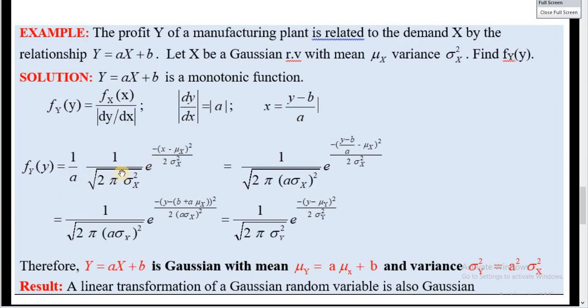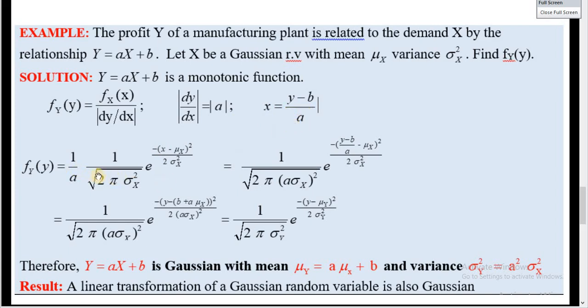Now we see that the left hand side is a function of y. The right hand side is a function of x. So we need to have everything on the right hand side in terms of y. So we need to use this relationship x equals y minus b over a.